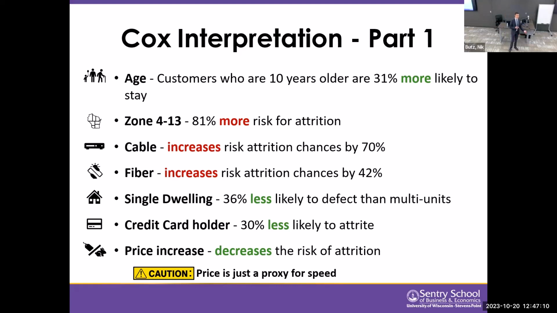The next two: there's an increased risk of leaving if there's cable or fiber available. Basically, there are other technologies customers might want to take part in, which we could lose. Single dwellings versus multi-units is actually more favorable; they're less likely to defect. Love the word defect, by the way. It makes me feel like I'm playing a spy game, right? But less likely to defect.